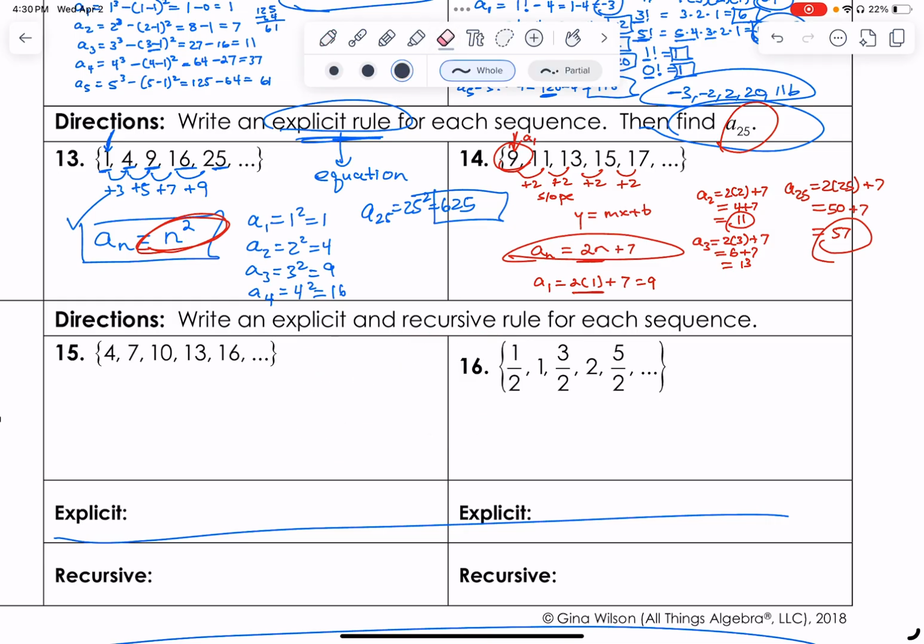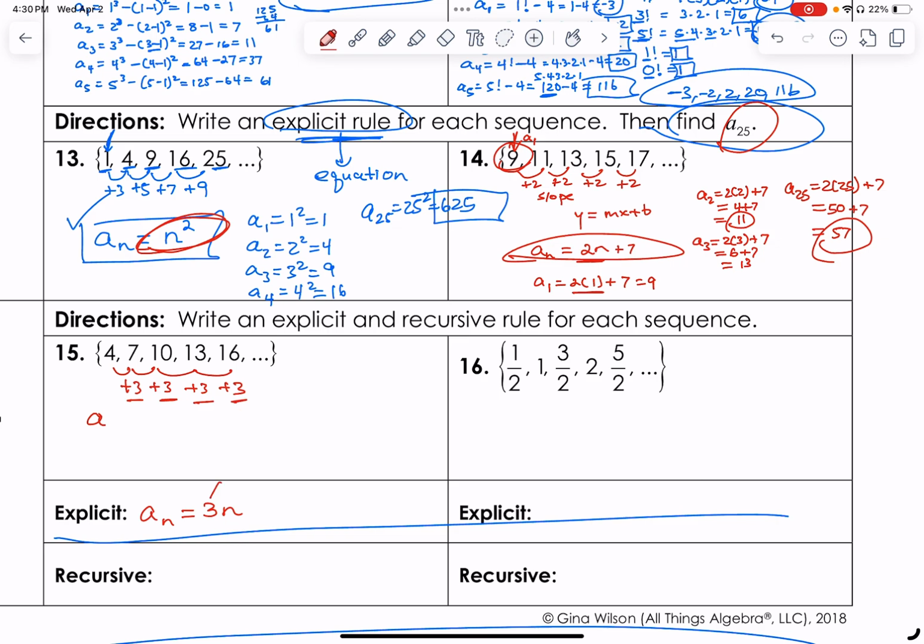So let's figure out what the pattern is first. It looks like it's going up by the same amount every time. It's going up by 3's. I'm adding 3 every time. So a sub n is equal to 3n, because I repeat the addition. Repeated addition is multiplying by slope. Okay, you got 1 3, 2 3's, 3 3's, 4 3's. So just repeat that multiplication, 3n.